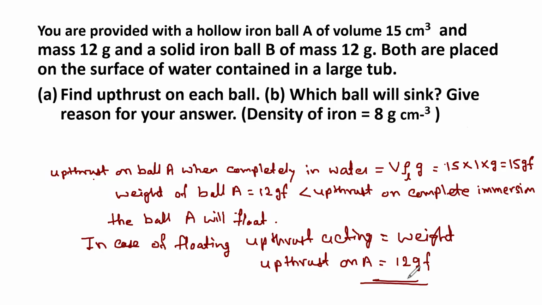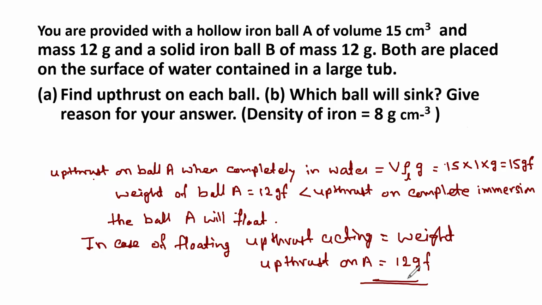Now, suppose you have completely immersed ball A inside the water. In that case, the upthrust acting on ball A would be the maximum upthrust. We can calculate this maximum upthrust using the formula: volume of the ball inside the water into density of water into g. When you calculate this, it will be 15 gram force. But since the weight of ball A is 12 gram force, which is less than the maximum upthrust, the resultant force on ball A will be in the upward direction.